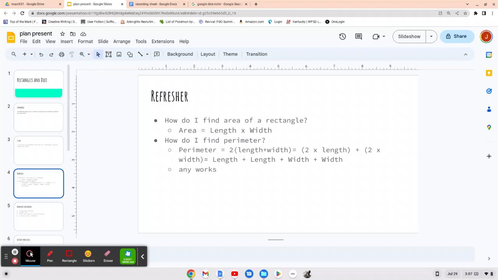I'll accept 3 different formulas for perimeter: 2 times (length plus width), 2 times length plus 2 times width, or length plus width plus length plus width. Any of the 3 would work as long as they give you at least one of those. Keep it rolling as long as they remember any of them.